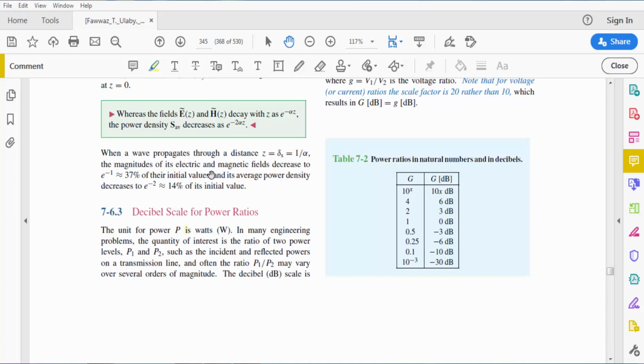Hello guys, in this section we will explain the unit of power and the power ratio in electromagnetic applications or fields. In almost all engineering sectors, power is measured in watts, and power ratios like the efficiency, the gain, the losses, and the transmission could be calculated and determined in a scale system.